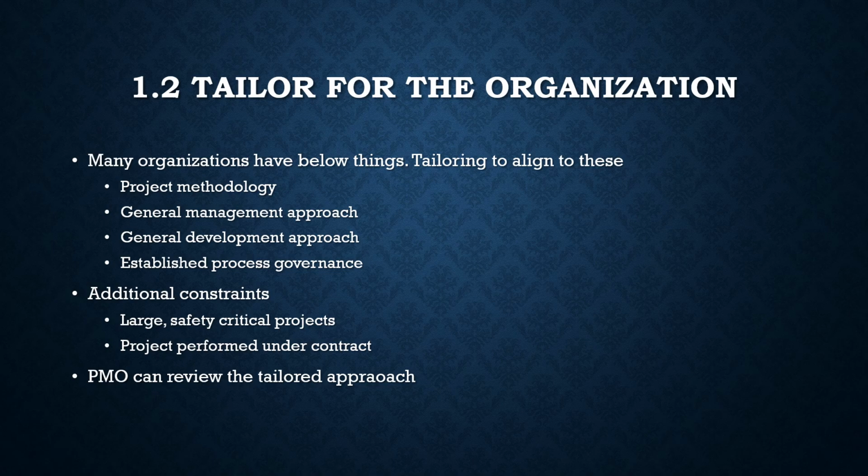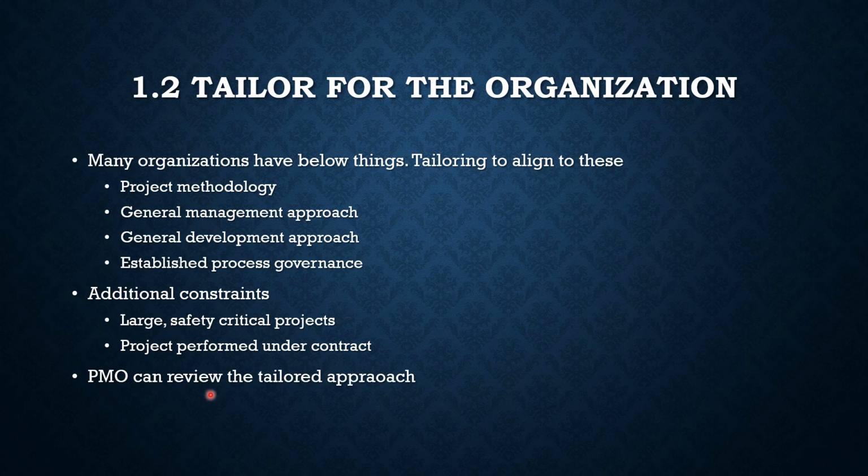Right. The next step is tailoring for the organization. Once you have decided on the initial development approach, you can look at organizational factors and align to that. Many organizations may have their own project methodology, their own general management approach, general development approach, and established process governance. It may have its own culture as well, so tailoring should align to this. Then there may be additional constraints like large safety-critical projects and projects performed under contract. Safety-critical projects may go for additional inspections. A project performed under contract may have contract terms and conditions, so you need to align to that as well.